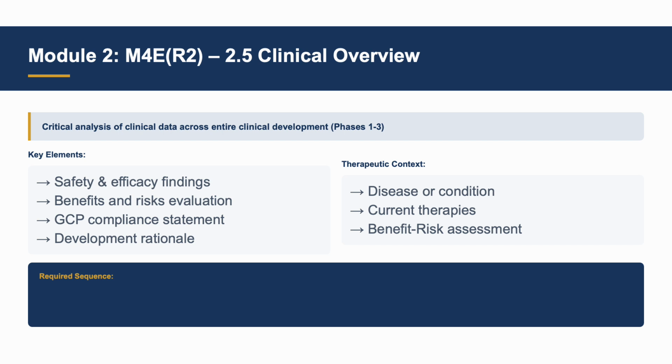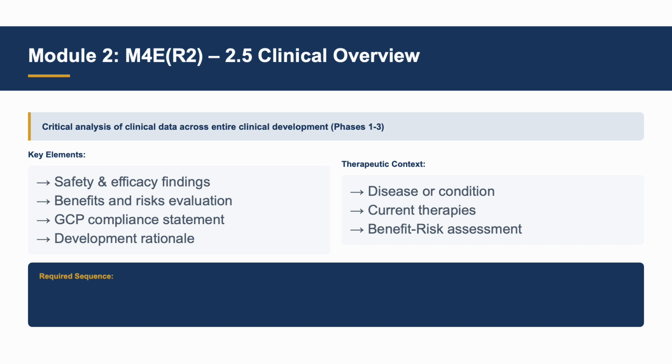of your product. This benefit-risk assessment is one of the most important elements of the clinical overview, as it directly addresses the fundamental regulatory question: do the benefits of this product outweigh its risks for the intended patient population? A statement on good clinical practice compliance should be included, confirming that clinical studies were conducted according to GCP standards and ethical principles. The overview should also describe the overall rationale and approach to clinical development.